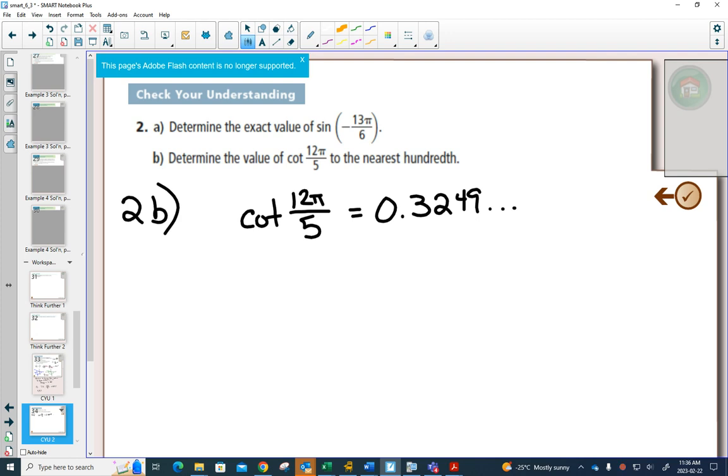If you are unable to get that onto your calculator, then chances are there's something that we're missing. Now remember, there's no cotangent button on your calculator. Cotangent is related to tangent. It's the reciprocal. So off to the side here, I'm going to write a little reminder that cotangent is the reciprocal of tangent.